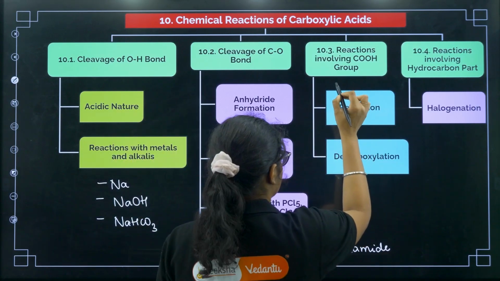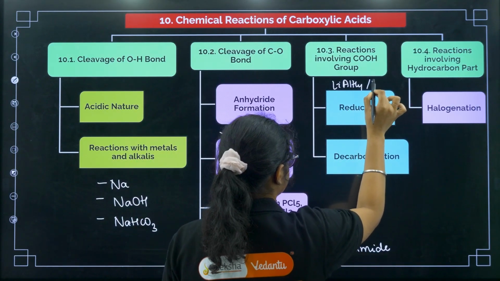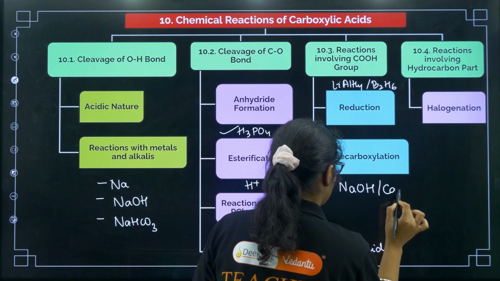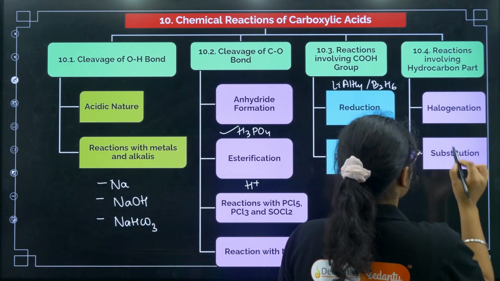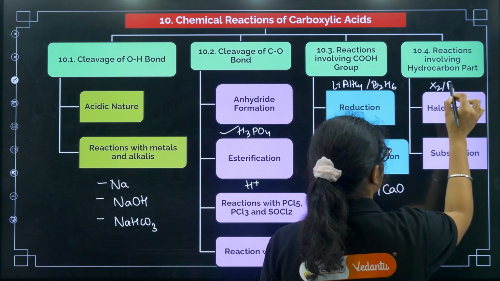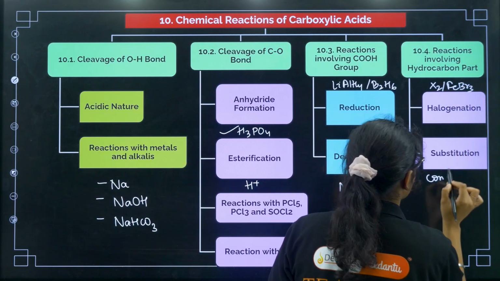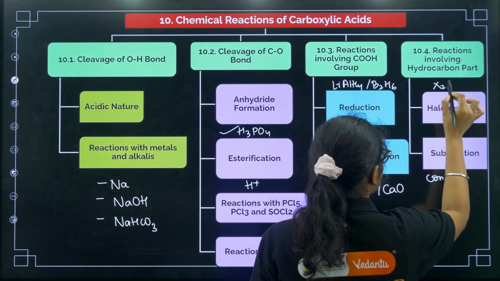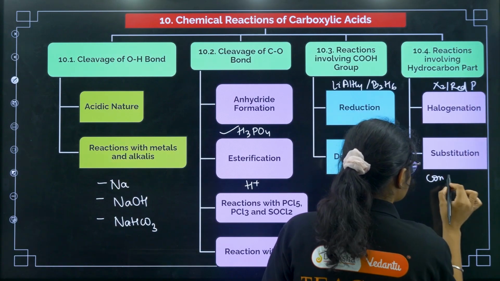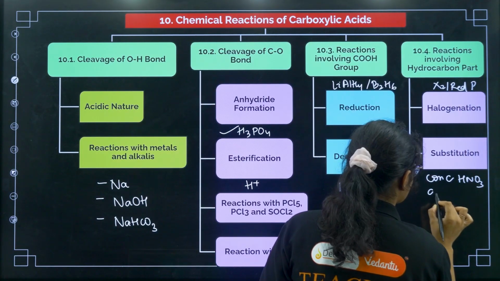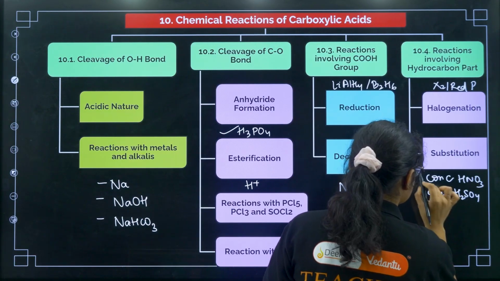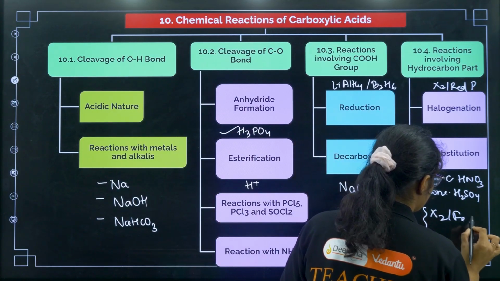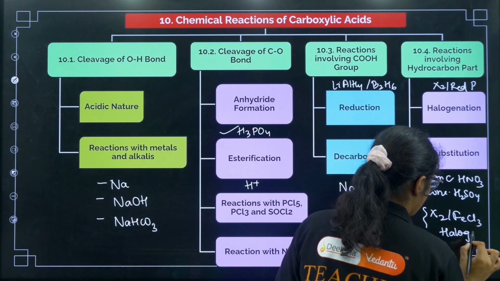Next, in reduction, what are the reagents that we will use? We can use LiAlH4 or B2H6. Then in decarboxylation, we will use NaOH and CaO. Next, under this one, for halogenation we can use X2 and FeBr3, and for nitration we use concentrated HNO3 and concentrated H2SO4. The HVZ reaction is a different one. Here what is the reagent required? We have X2 with red phosphorus. For substitution, for nitration you will use concentrated HNO3 and concentrated H2SO4, and for halogenation we can use X2 with FeCl3. Okay, so this is halogenation and this is nitration.